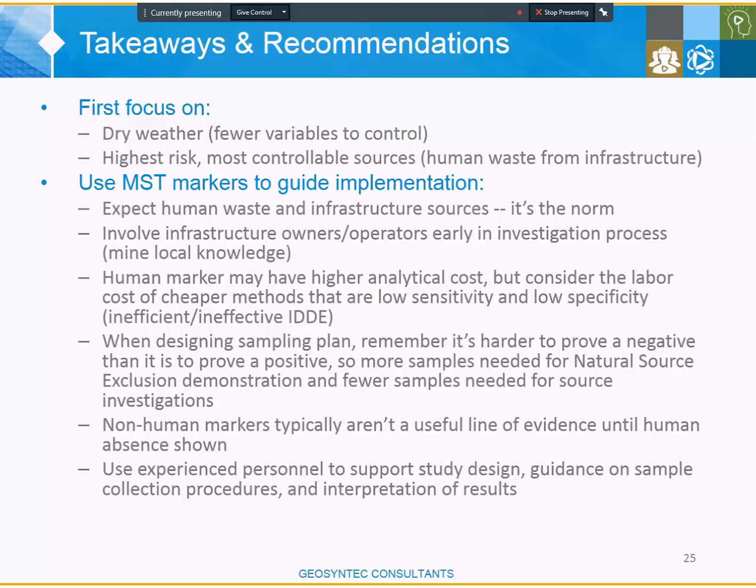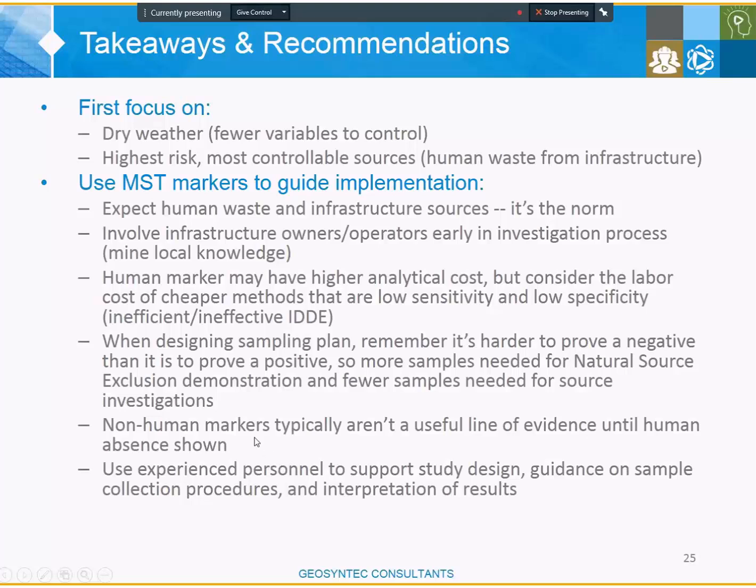When designing an MST sampling plan, remember it's harder to prove a negative than it is to prove a positive. So that means more samples are needed for, say, a natural source exclusion demonstration than the number of samples that are needed for source investigation. If you want to investigate sources, you may only need 3 to 5 rounds of samples. But for demonstrating absence, I hear people talking about 30 plus samples at a location.